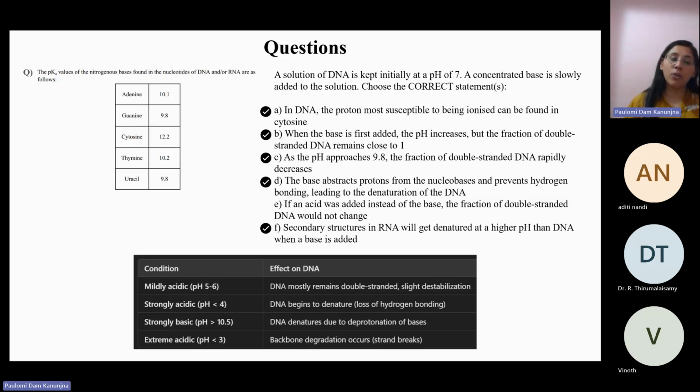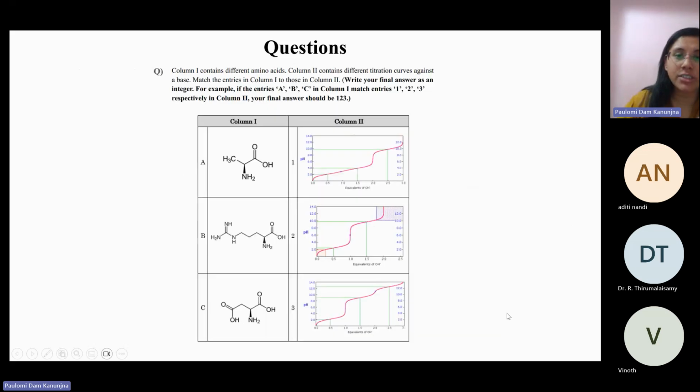That's because if you look into secondary structure, they have these loop structures, which are more susceptible to damage. That's why they will be more affected. Okay. Right. Next, very interesting question.